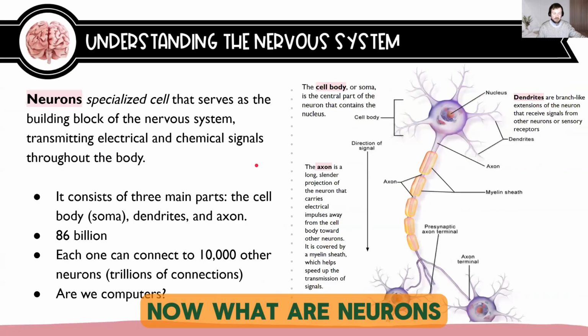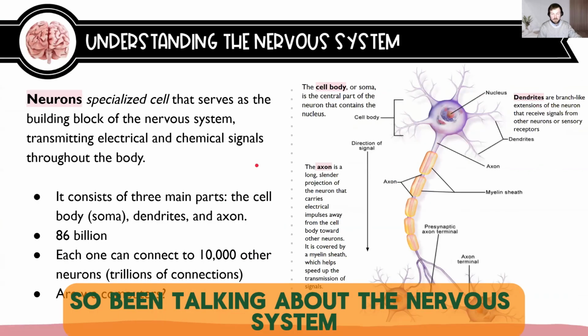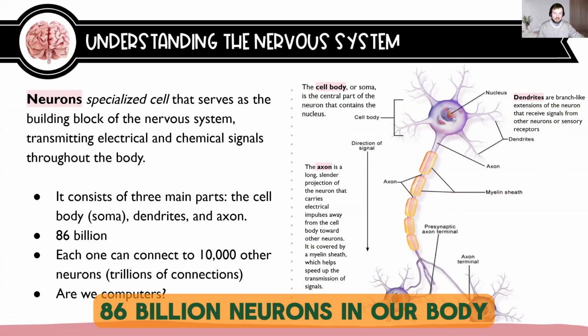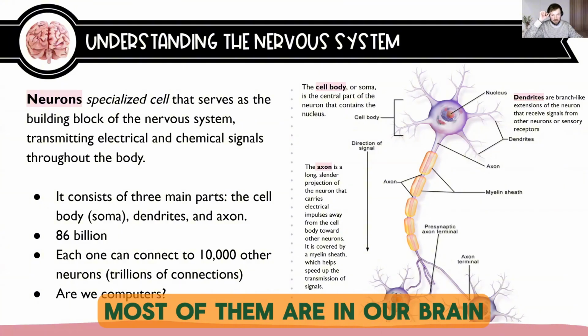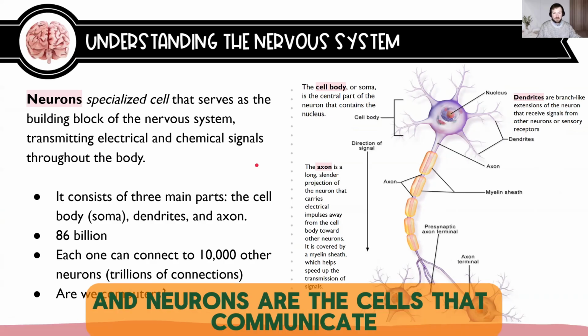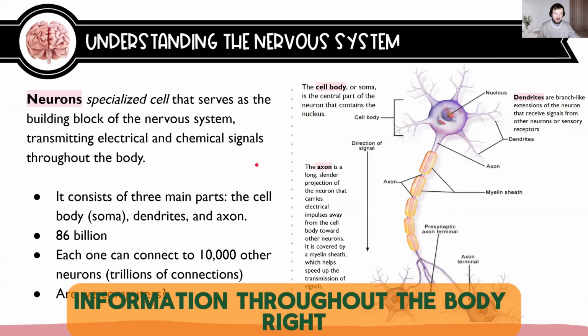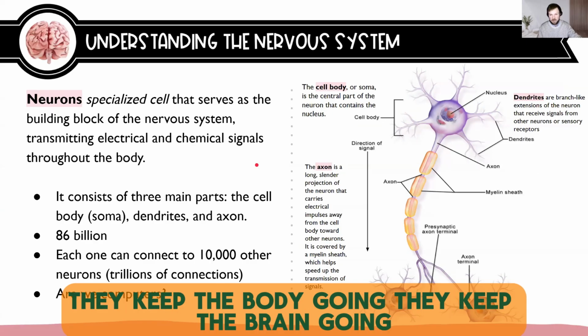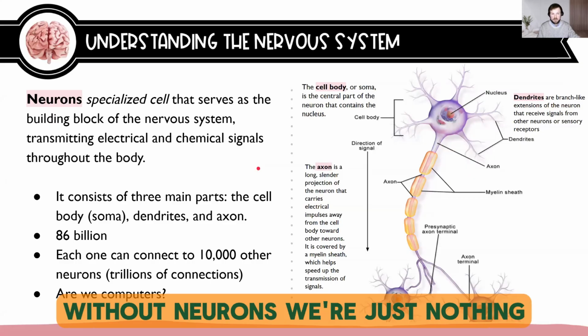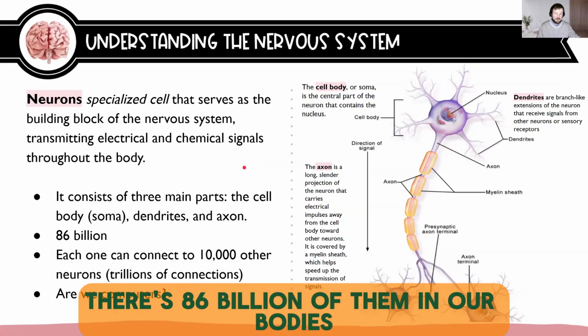Now, what are neurons? So we've been talking about the nervous system. The nervous system is entirely made up of neurons, 86 billion neurons in our body. Most of them are in our brain, but they're also in our spinal cord and all over the nervous system. And neurons are the cells that communicate information throughout the body, right? They keep the body going, they keep the brain going, they make the brain function, they make everything function. Without neurons, we're just nothing. Neurons are everything. And there's 86 billion of them in our bodies.